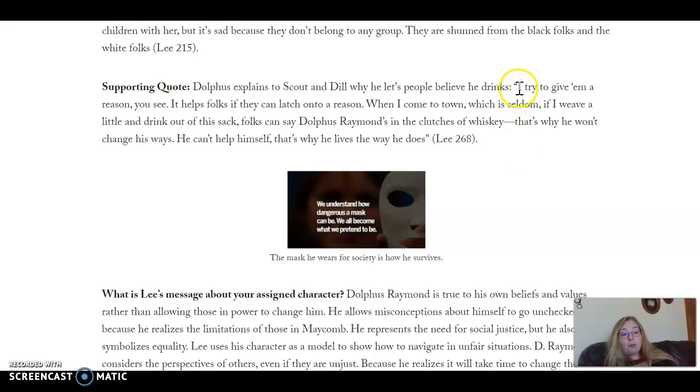And now we're going to see the quotation mark here because it's a complete direct quote. "I try to give them a reason, you see. It helps folks if they can latch on to a reason." I'm running out of time, so I'm going to stop here and I'll come back with a part 2.